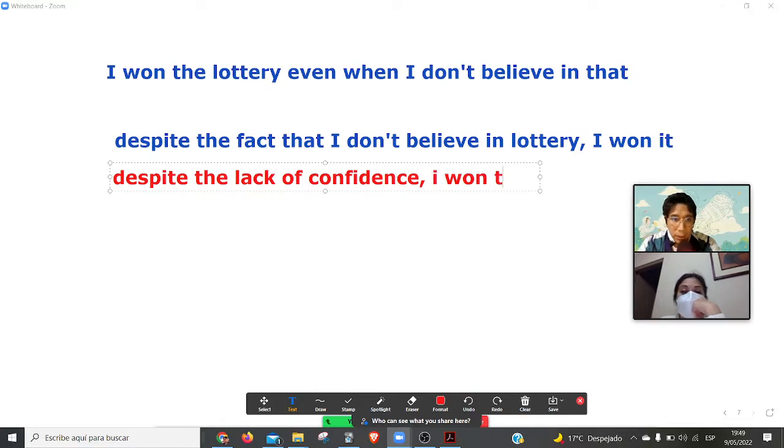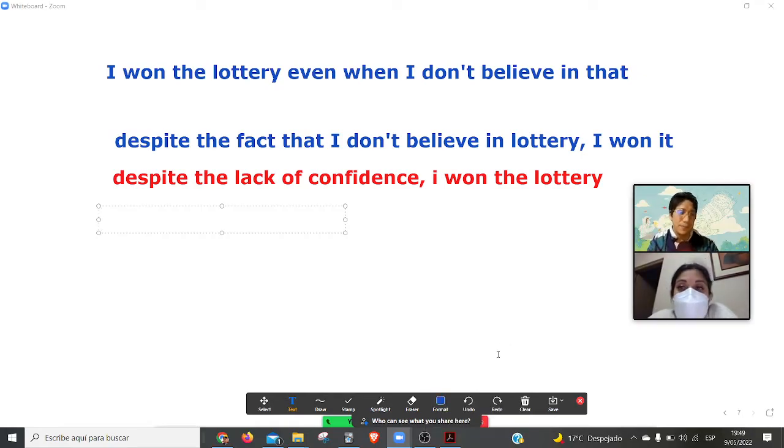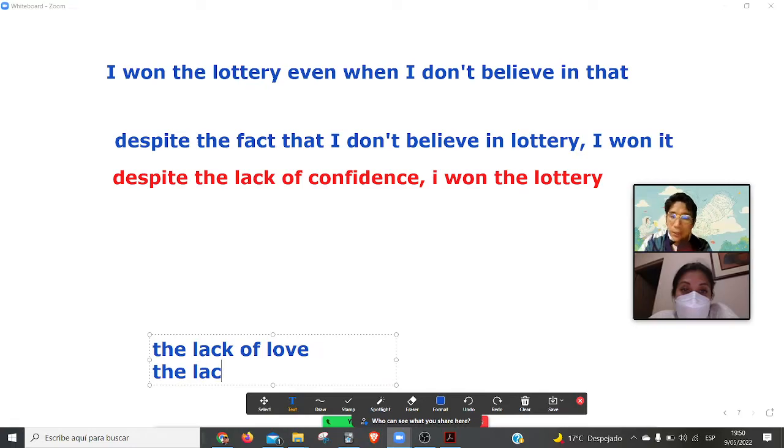I won the lottery. Okay, in the last one, el más difícil. What do you mean the lack? The lack, la falta de. Por ejemplo, la falta de amor, ¿cómo sería? The lack of love. La falta de agua, la ausencia de. The lack of water. Es súper simple. So, el otro con ing.